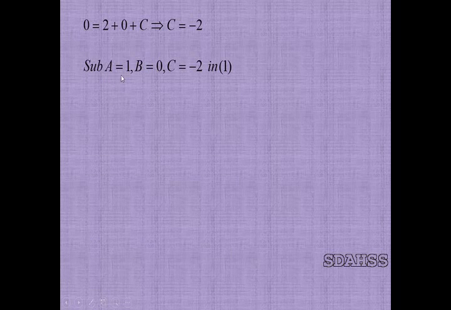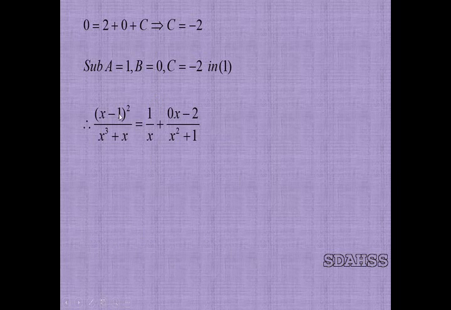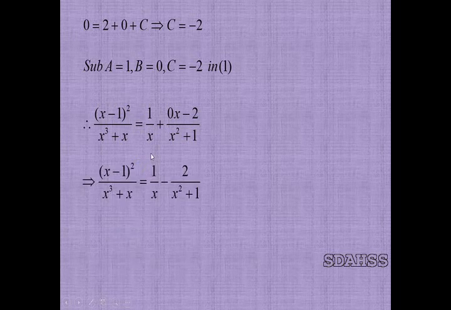Now substitute a is equal to 1, b is equal to 0, c is equal to minus 2 in the first equation. So the first equation becomes x minus 1 whole square divided by x cube plus 1 is equal to 1 divided by x plus 0x minus 2 divided by x square plus 1, which is equal to 1 divided by x. 0x minus 2 means minus 2 divided by x square plus 1.